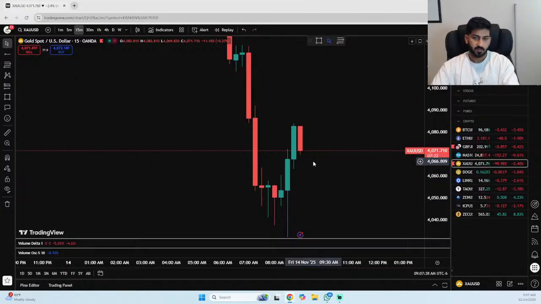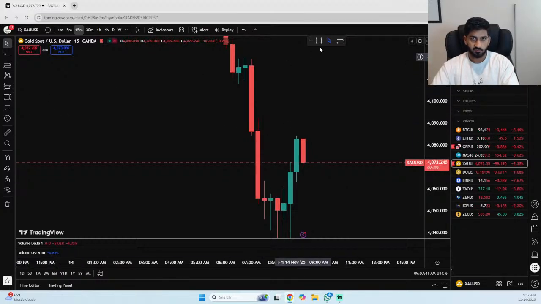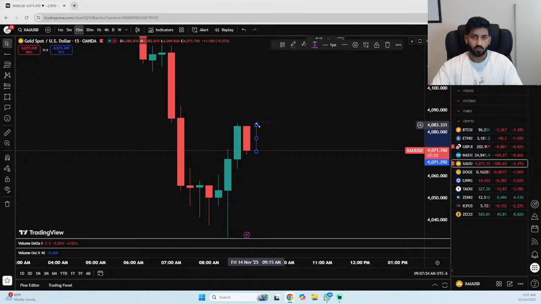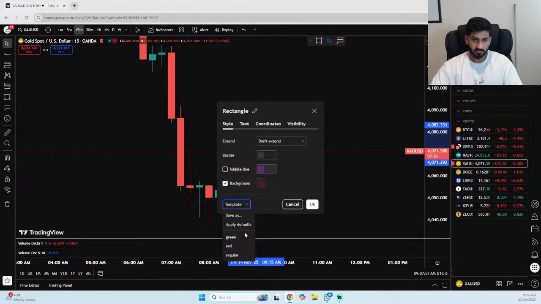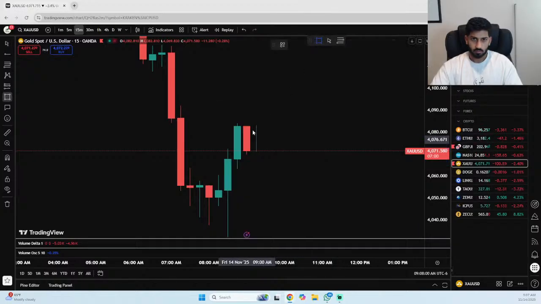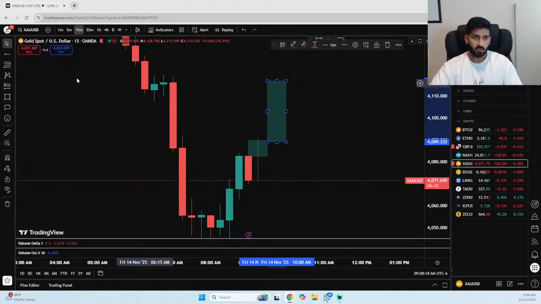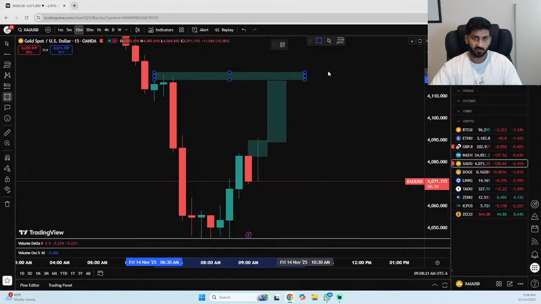On the flip side, if we break and close above this area, something like this, what I would anticipate is price to make a lower wick and then continue to push high all the way up to this area, because that is clean traffic.